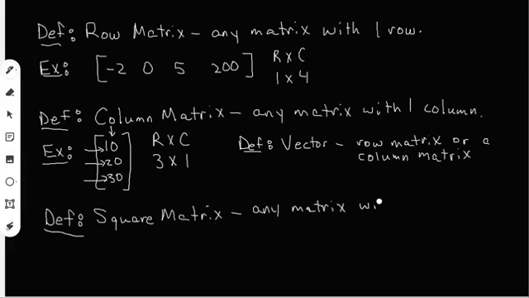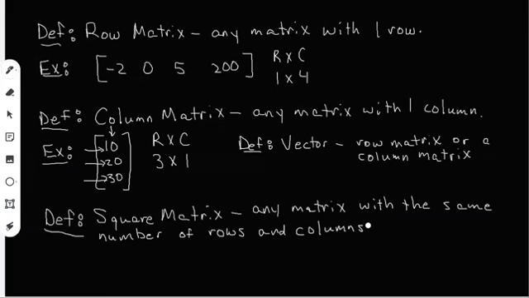Any matrix with the same number of rows and columns. It's going to have the same number of rows and columns. You could also say the number of rows is equal to the number of columns. So often you'll see m equals n, where m is the row number and n is the column number.